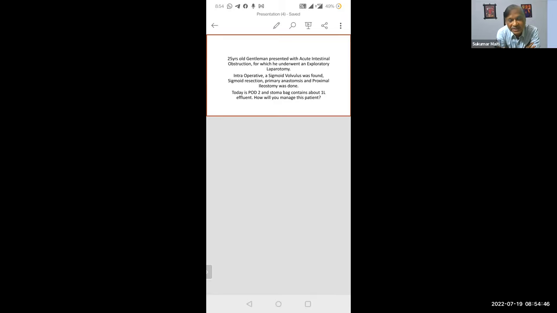We are nearing time. About the closure, you have done this stoma for sigmoid volvulus, primary resection anastomosis. When you consider the closure of the stoma, what are the things you look for before you consider this closure? Usual time for closure is 6 to 8 weeks.